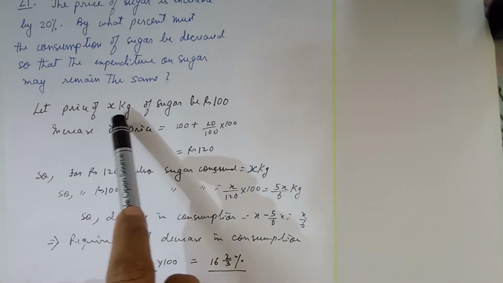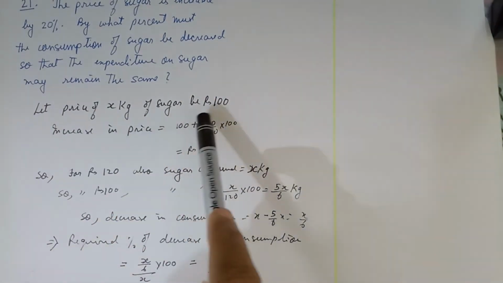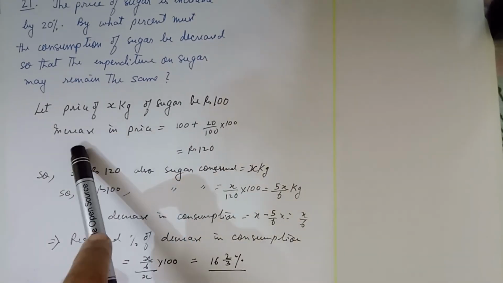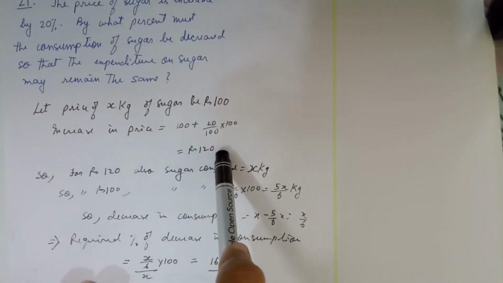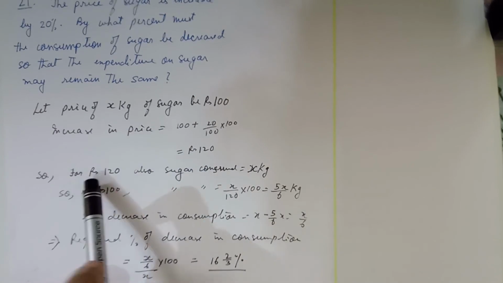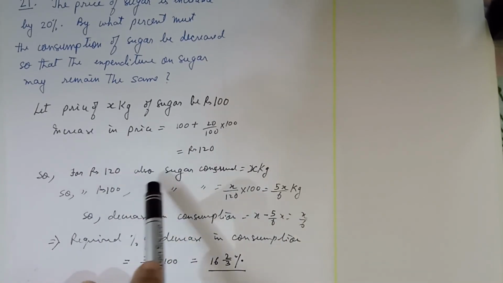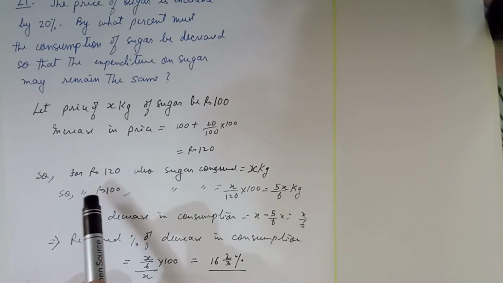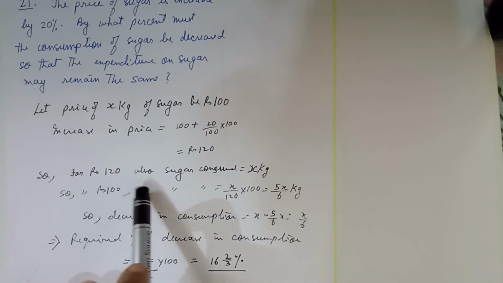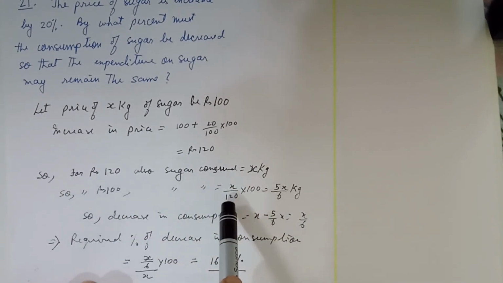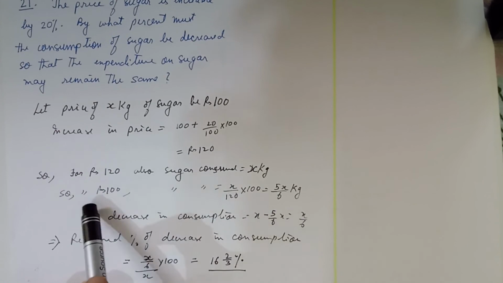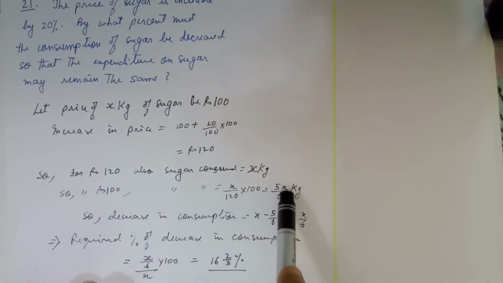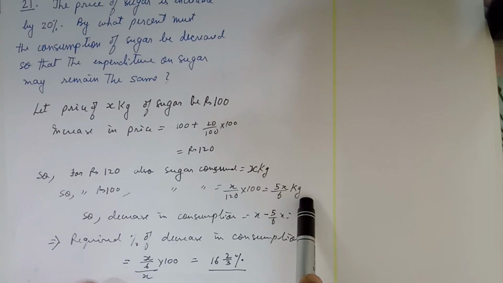Let the price of X kg of sugar be rupees 100. This increase in price becomes rupees 120. So for rupees 120, the sugar which was consumed was X kg. So for 1 rupee, the sugar which is consumed is X by 120. So for 100 rupees, the sugar which has to be consumed is 5 by 6 X kg.